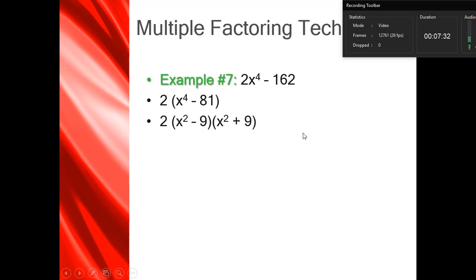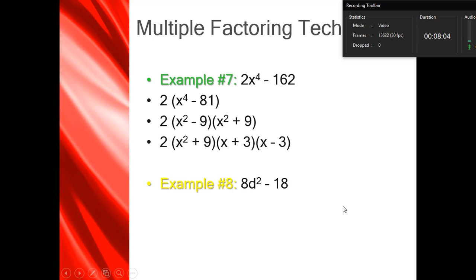Are we done? If you look here, x squared and 9, those are both perfect squares as well. The only difference is when you factor the first term here, the first binomial is a difference, the second is not. So this x squared minus 9 will break down again into x plus 3 and x minus 3. This problem has 4 prime factors, and we must list all of them.